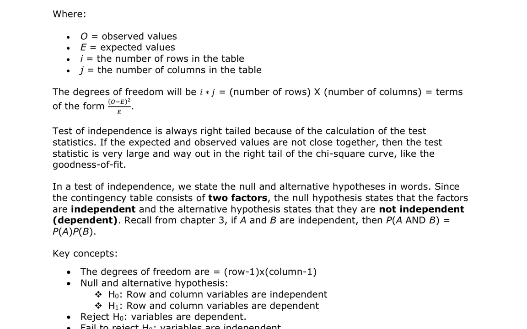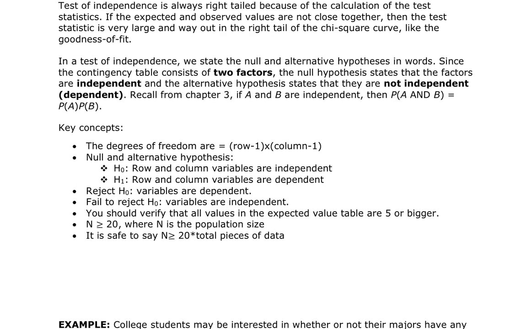So the degrees of freedom is going to be the number of rows minus 1 times the number of columns minus 1. Our null and alternative hypotheses are always the same on these: either they're independent or they are dependent. If we reject, the variables are dependent. If we fail to reject, the variables are independent.